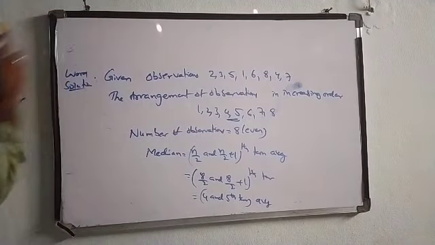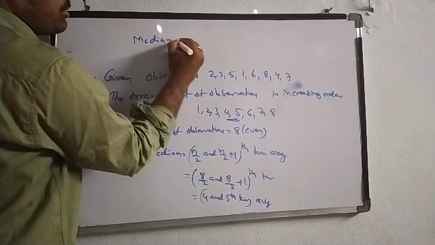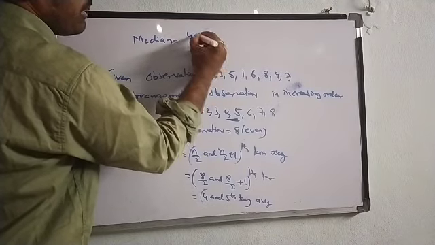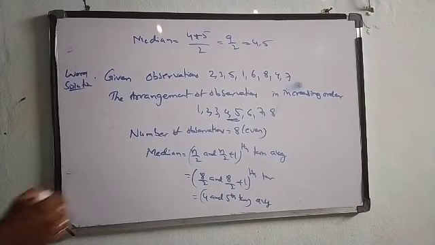So therefore median is equal to 4 plus 5 by 2, average. So 9 by 2, which is 4.5. So this is the median answer.